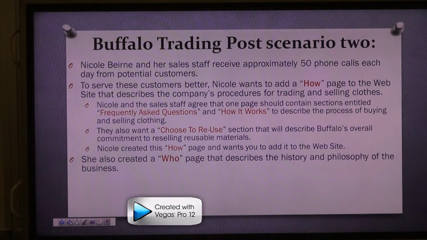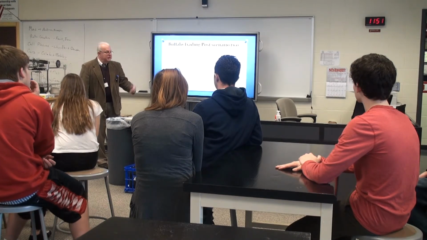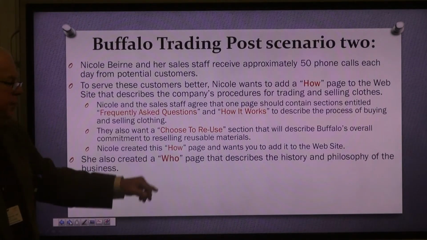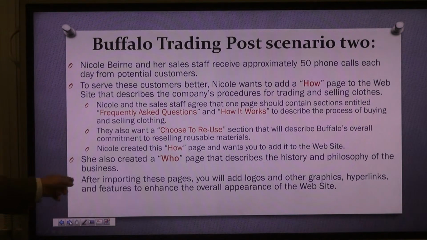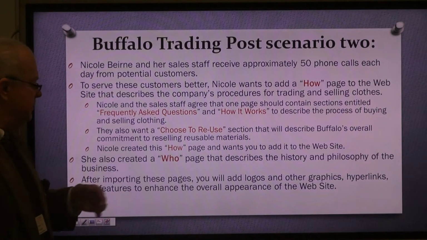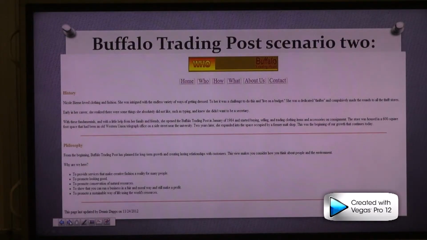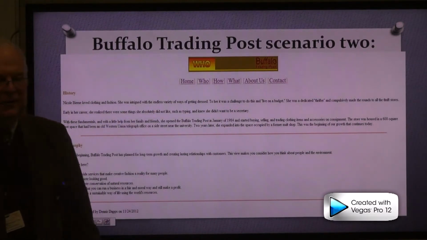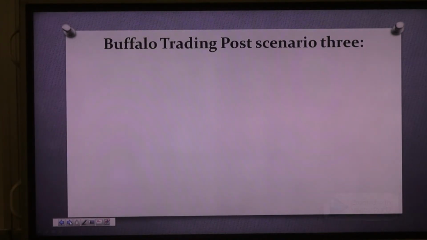So that's why you notice that there was a how.htm in that folder, so it's already there as a starting point. She also created a who page that describes the history and philosophy of the business. After importing these pages, you will add logos, other graphics, hyperlinks, and features to enhance the overall appearance of that website. There's an example of what the who would look like. Once again, very plain. And you can spice that up by adding other kinds of elements. You could put background images, graphics, and so forth.